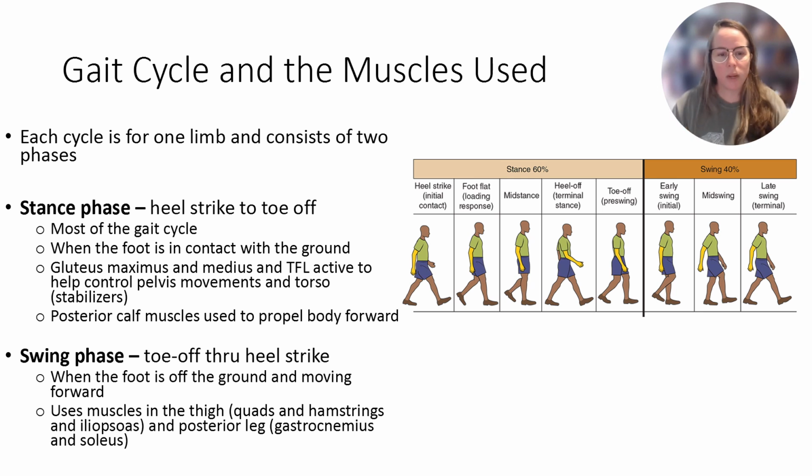So the swing phase, this is where we've now kicked off with our toe and the leg that we were just watching is in the air and it's being swung forward. So this is where we're using our thigh muscles primarily, like our quads and hamstrings, as well as the posterior leg muscles to get that swing going forward. So stance phase is when the leg is on the ground. We're using our hip muscles a lot to stabilize the pelvis. And then we have the swing phase where we use more of our thigh muscles as the leg is in the air and swung forward. Okay?